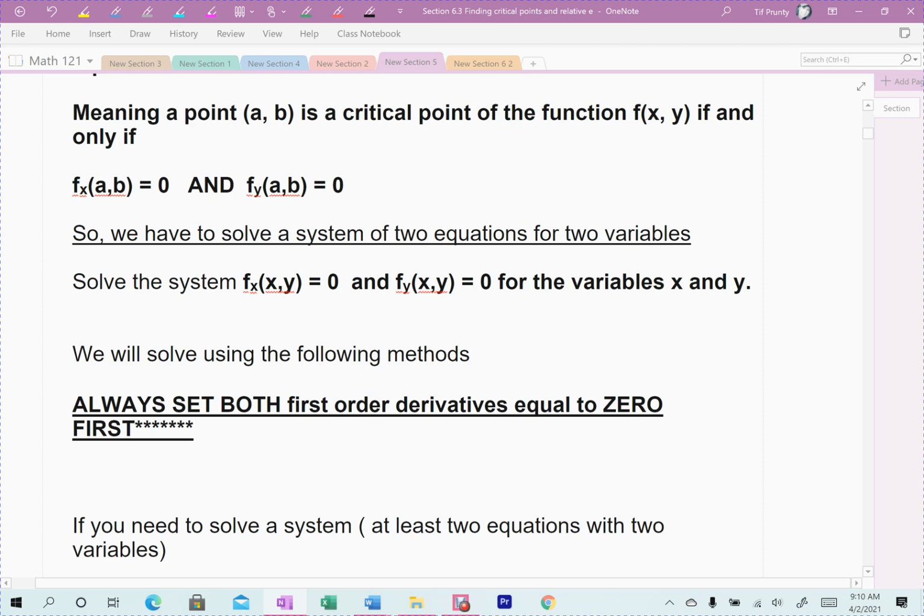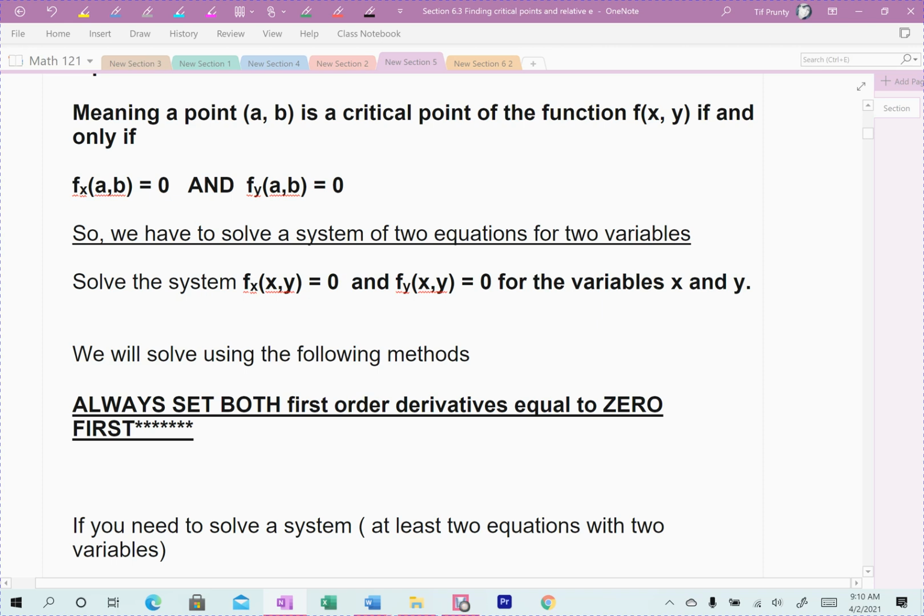All right, so it's not moving in the x direction at that point, and it's not moving in the y direction at that point. It's constant at both moments. And so what you have to do is solve a system of equations with two variables and two unknowns. So you find your first order derivatives, set them equal to 0, and solve.